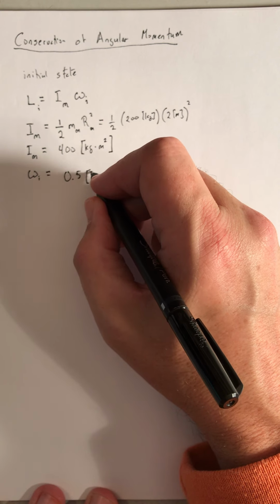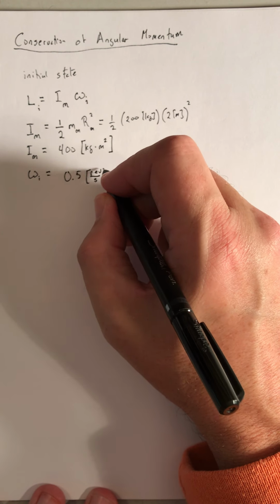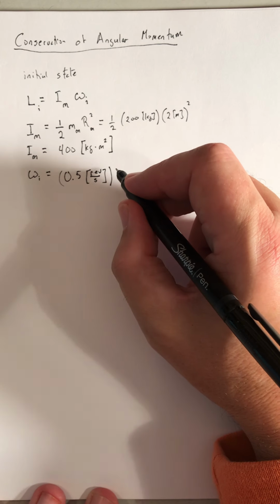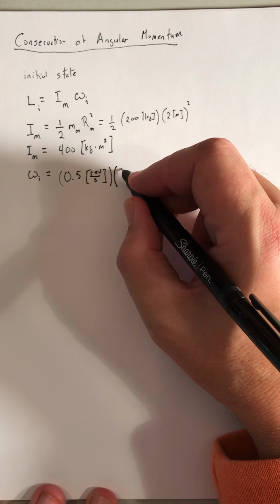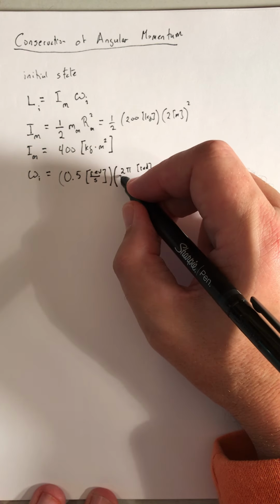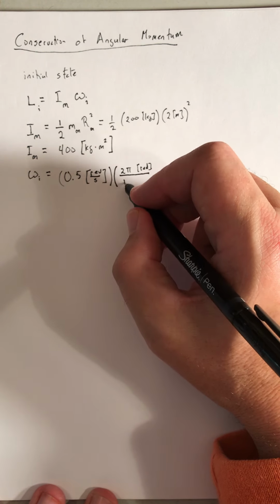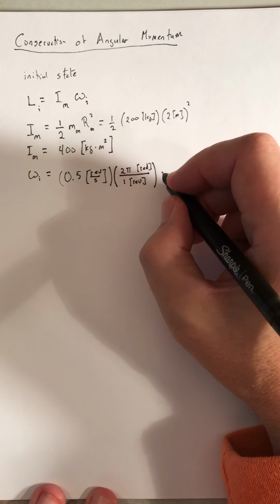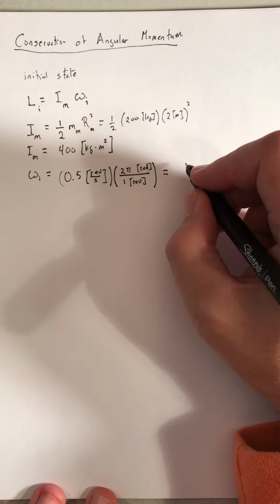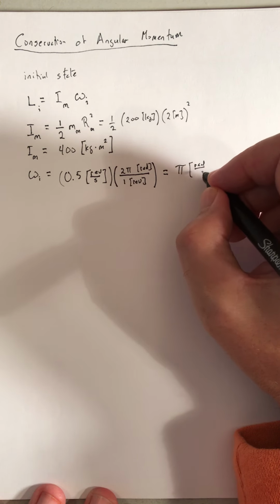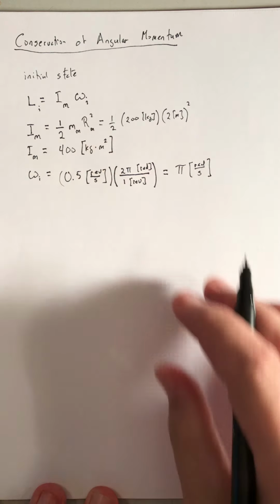And the initial angular speed, omega i, is 0.5 revolutions per second. It's a pretty good clip. And we know that 2 pi radians is equal to 1 revolution. So that's going to be conveniently pi radians per second.